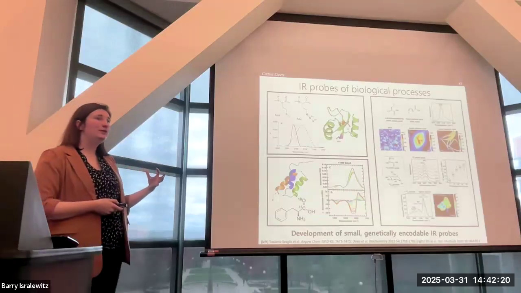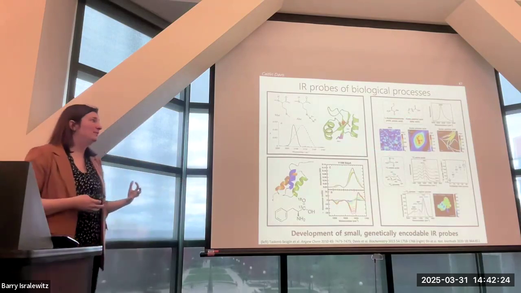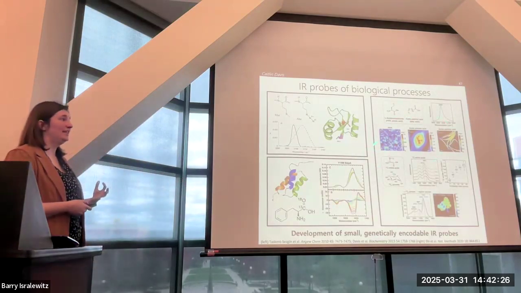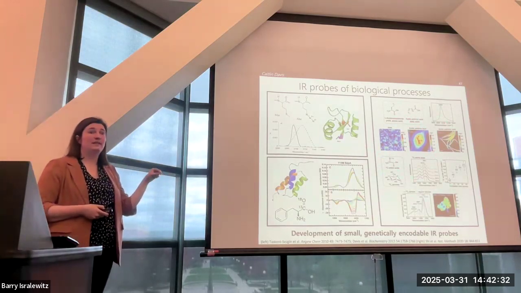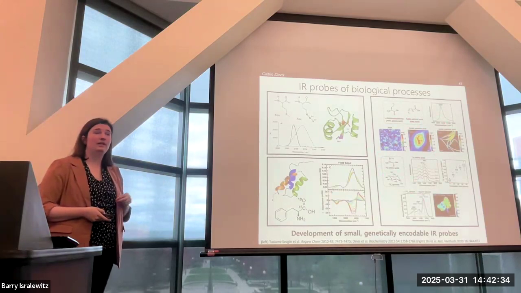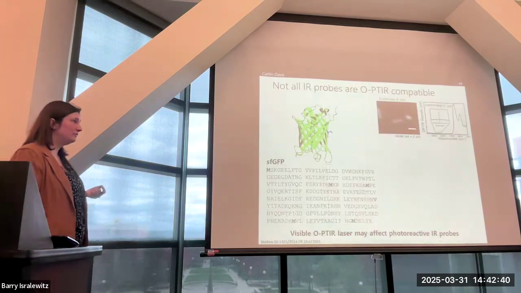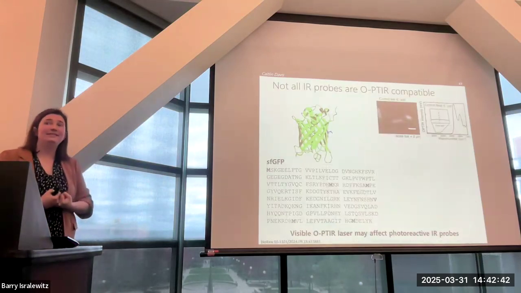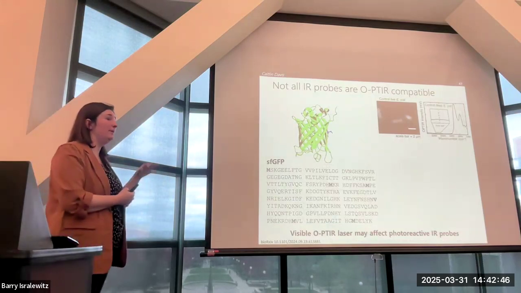Wei-Min has nicely shown that these same probes can be used in whole cells. So here we're seeing some work that he's done with azide labeling and azidohomoalanine, as well as with isotope labeling. But a limit of this work was the spatial resolution of the instrument. So can we use these kind of probes with our O-PTIR imaging approach? And we've learned that yes, we can, but not all of these probes are going to be compatible.